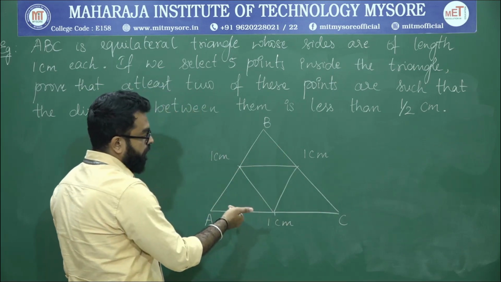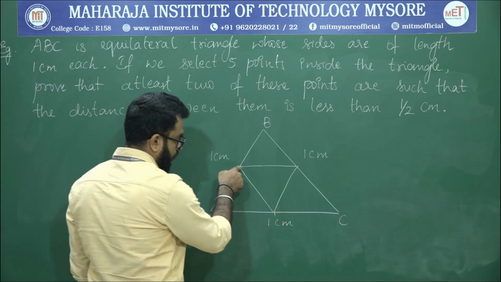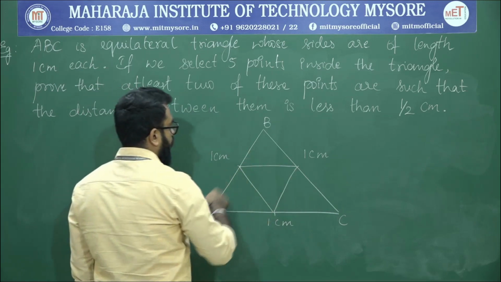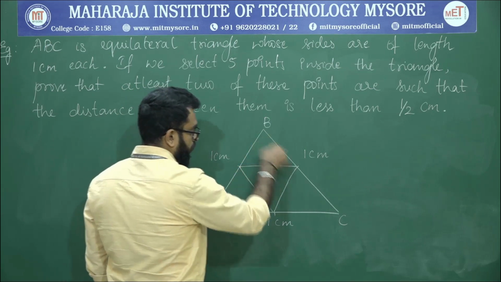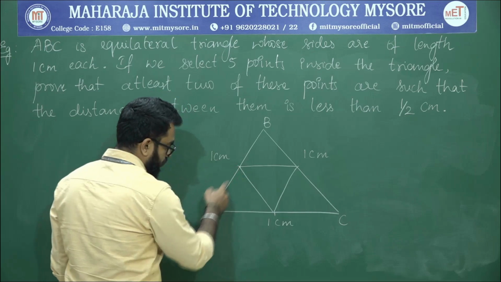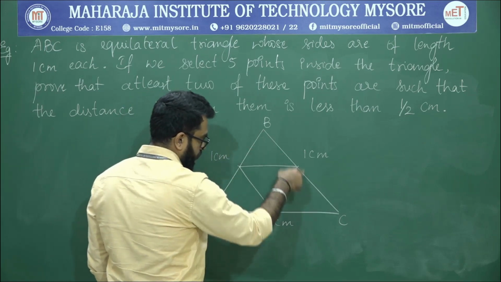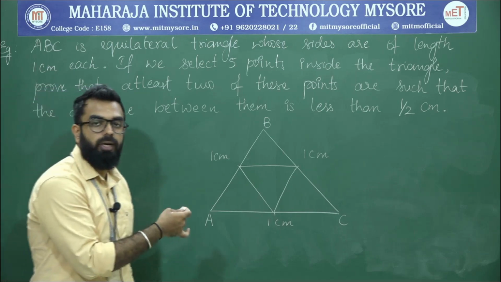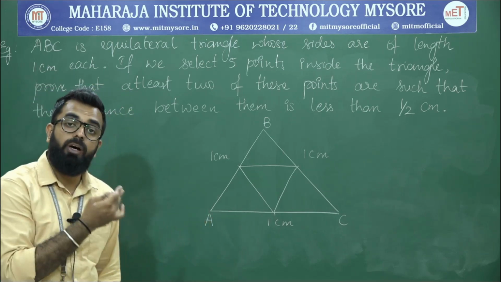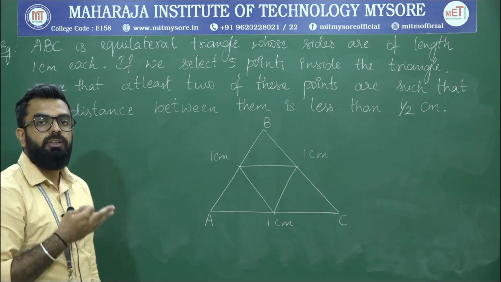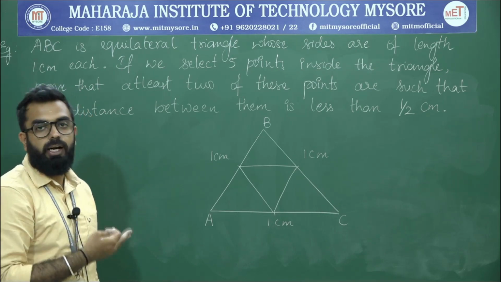How do we say this is an equilateral triangle? Because I have selected the midpoints of each of the sides of the triangle. Then each half is half a centimeter. In turn, all the sides of the 4 small triangles that you find are of the same length. Then we call these 4 triangles 4 equilateral triangles.